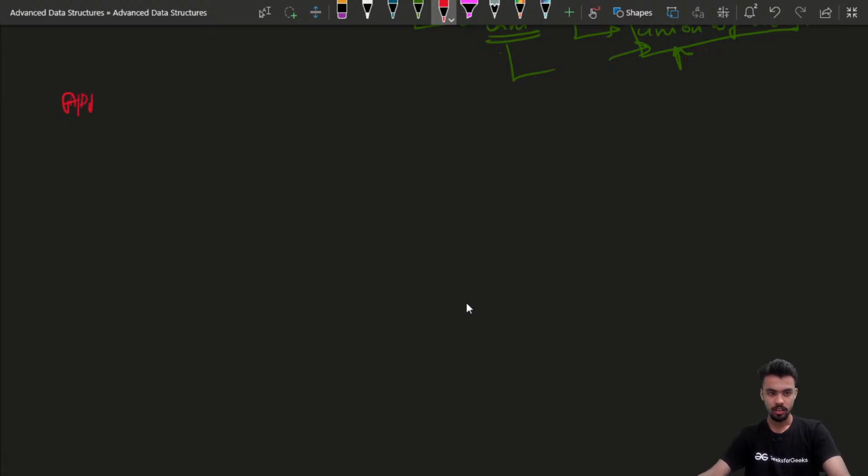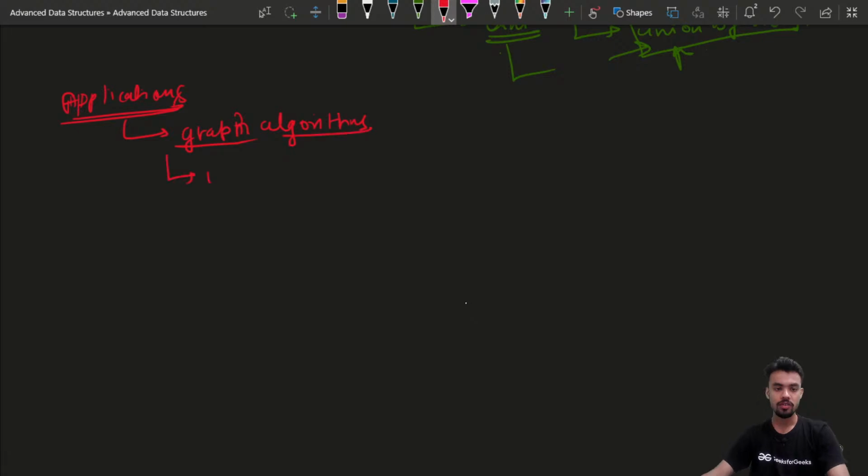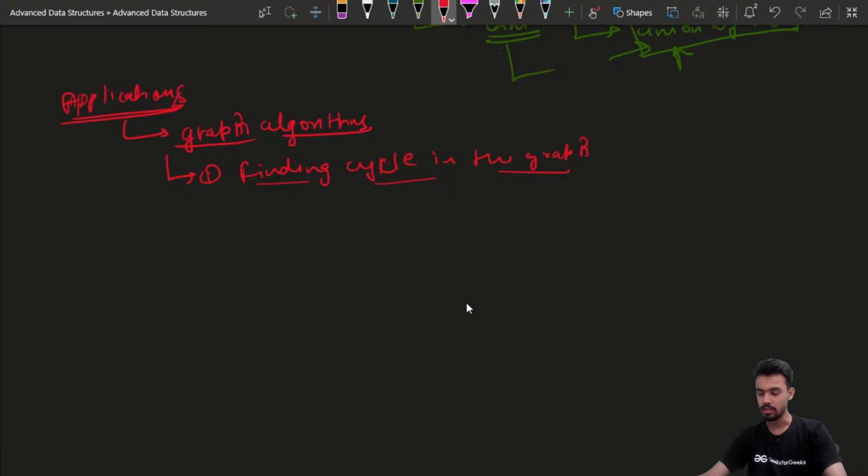We can discuss the application. So we have talked about how these disjoint sets are mostly used in graph applications, or say graph algorithms. There are lots of graph algorithms which use these disjoint sets. So the first thing is finding a cycle in the graph. The algorithm for this particular thing uses disjoint set union. Okay, you can do it directly also by two-way coloring, but you can also use the disjoint set union to find the cycle in the graph.